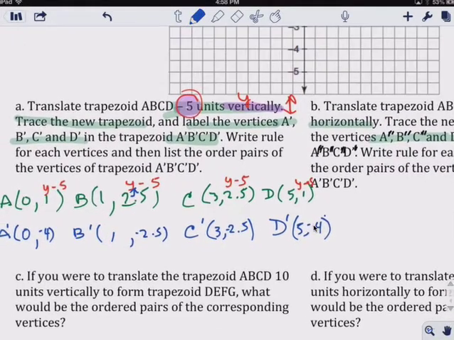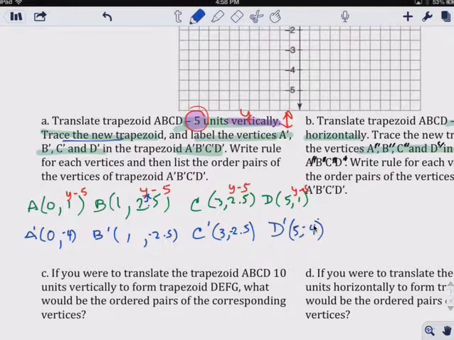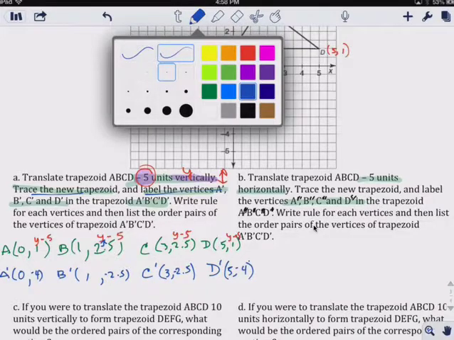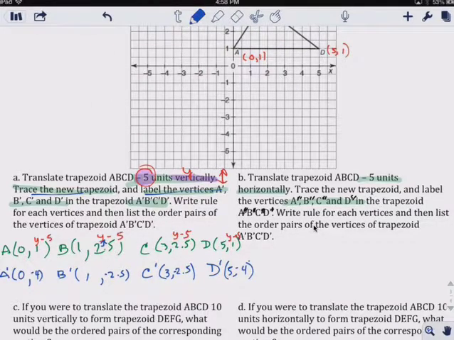And then graph it. As it says to label, trace it, label it, all that good stuff. So 0, negative 4 is right here. 1, negative 2.5 is right there. And this is A prime, this is B prime. C prime is 3, 2.5, which is here. And D prime is 5, negative 4, which is right here. Connect those dots.